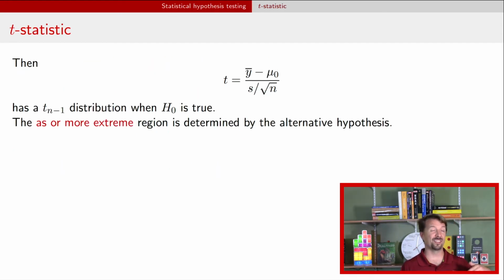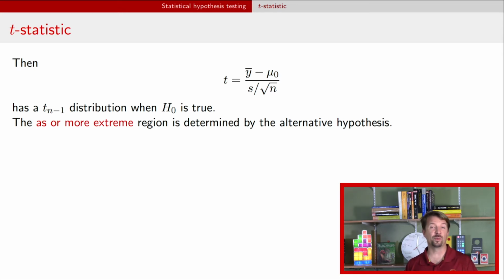Here, in order to conduct a t-test, we're going to calculate a t-statistic. The t-statistic is just the sample average minus the hypothesized null value mu naught divided by the sample standard deviation over the square root of the sample size. That t-statistic, if the null hypothesis is true, and we're thinking about the data as being random, so y bar and s are both random, will have a t-distribution with n minus 1 degrees of freedom.